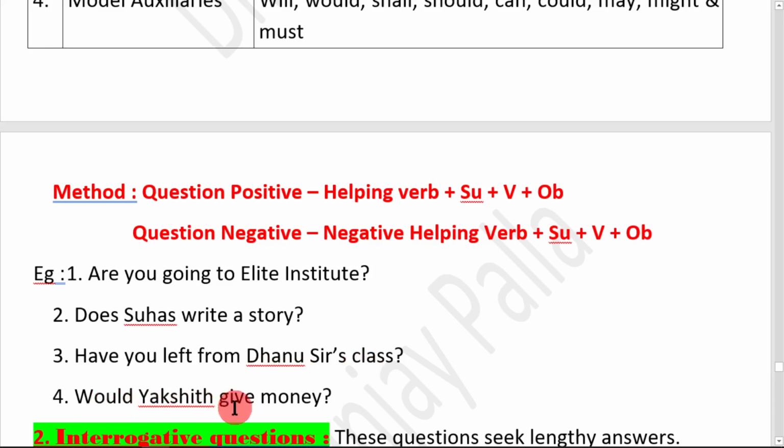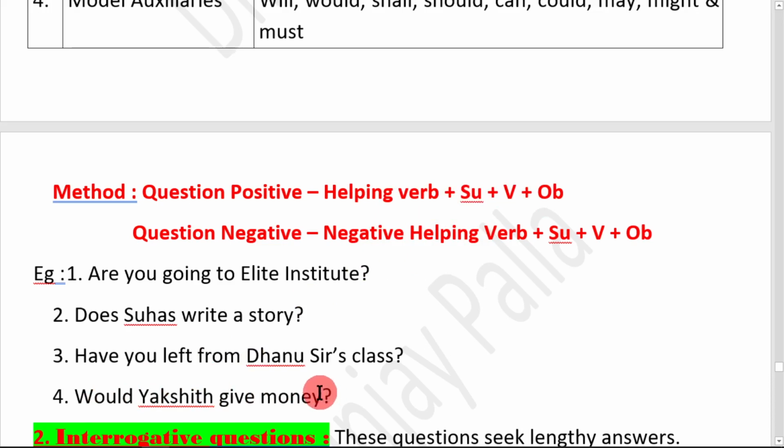Would Akshit give money? Here the sentence begins with would. Would is the modal auxiliary helping verb plus Akshit is the subject, give is the V1 verb, money is the object. A sentence, and we have formed this formula only. So this is called interrogative sentence. Sentence begins with the helping verb, ends with the question mark. So it is called interrogative sentence, friends.